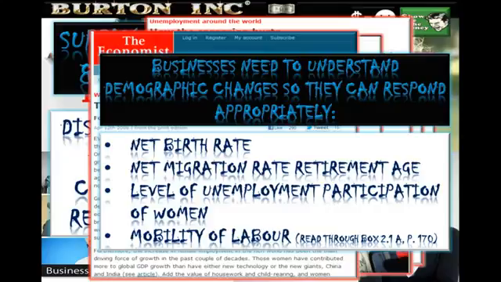Now, the whole point around these demographic changes, businesses need to be able to identify and understand these changes so that they can make the appropriate response.